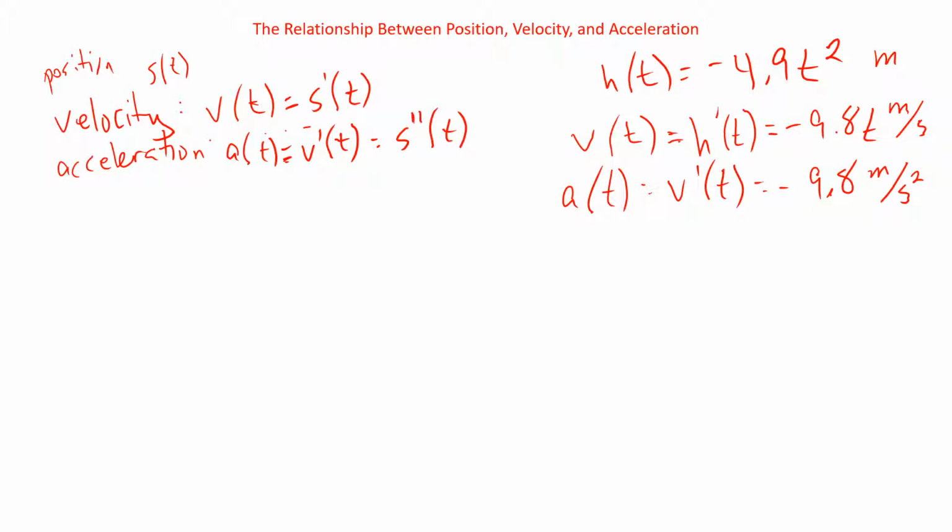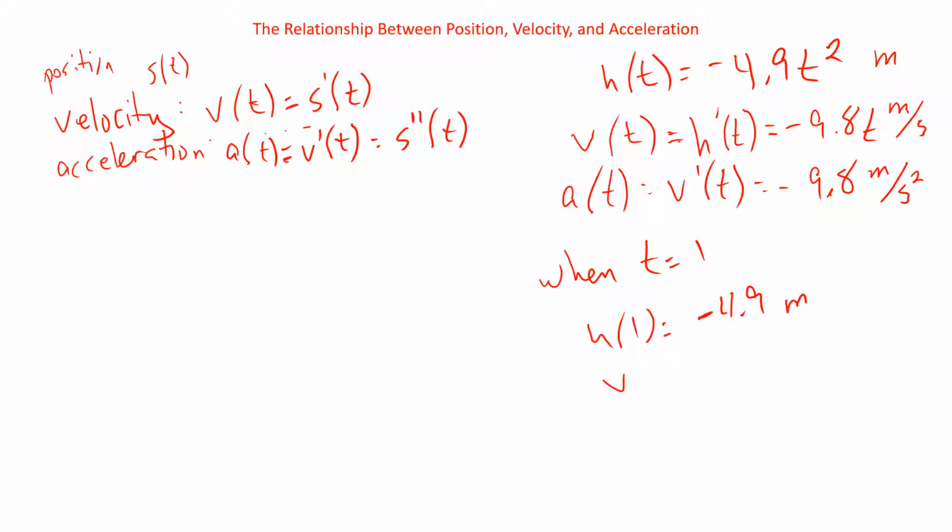But this is basically what you're doing here. It could be, oh, we want to find it at a certain point. We want to find it when t equals 1. You just plug it in. H of 1, negative 4.9 times 1 squared is negative 4.9 meters. Units are important here. If units are given, you need to have units in your answer.